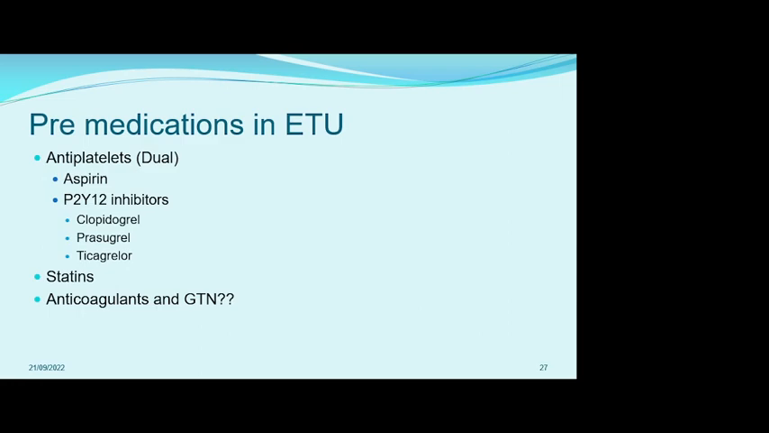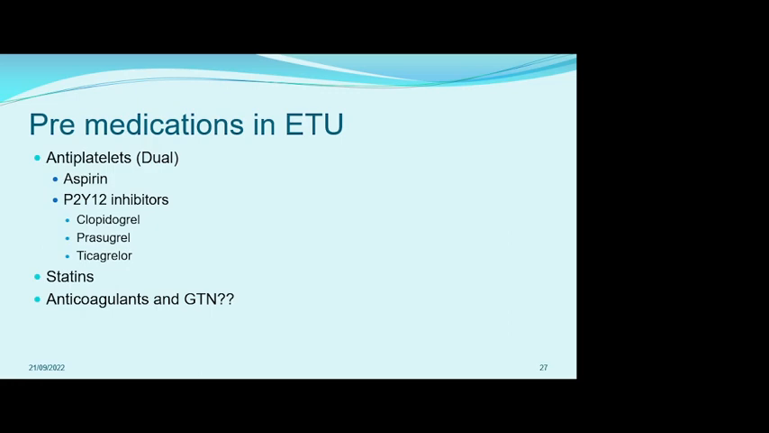And what are the pre-medications that are given in the emergency department or ETU? Generally, patients with myocardial infarction will need antiplatelet drugs, and now we are giving dual antiplatelets: aspirin plus another one, a P2Y12 inhibitor. Clopidogrel is the one that everybody knows, but prasugrel and ticagrelor are relatively newer to our country and are now available. They are more potent. And statins, and I will briefly discuss anticoagulants and GTN in acute myocardial infarction.